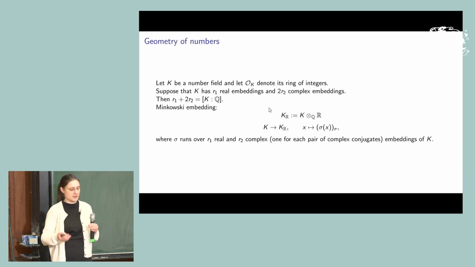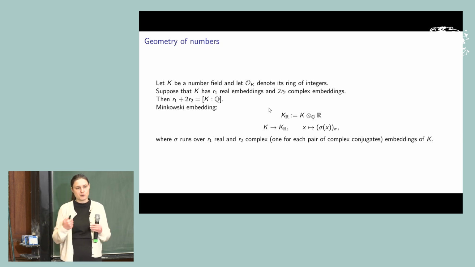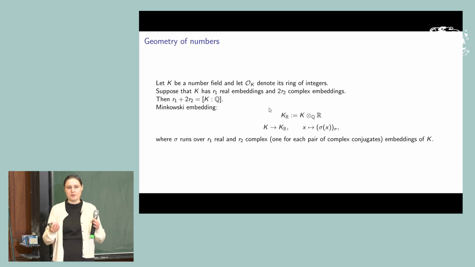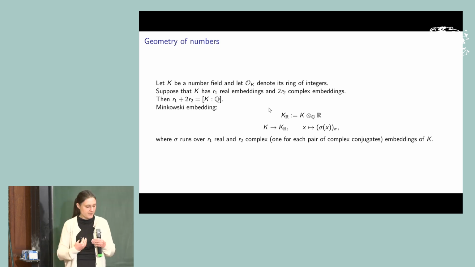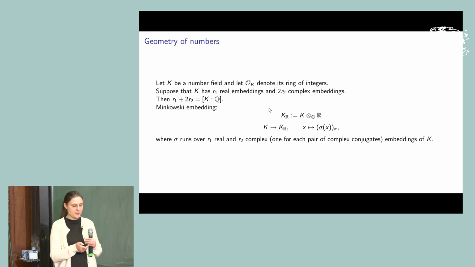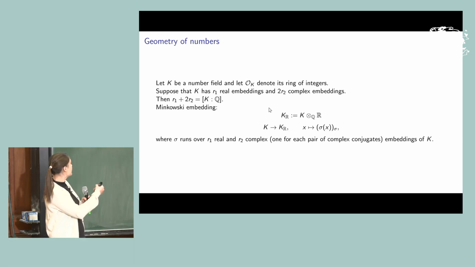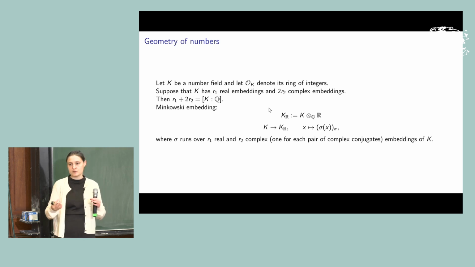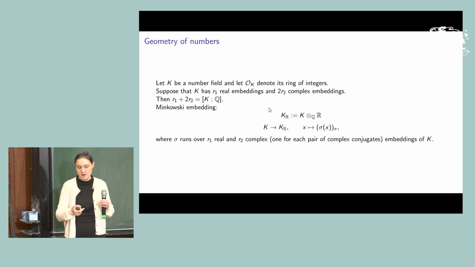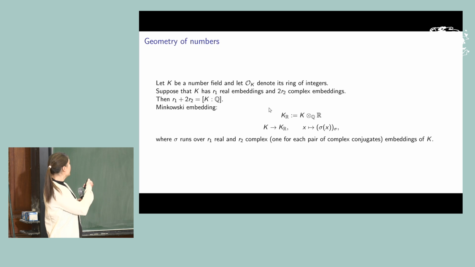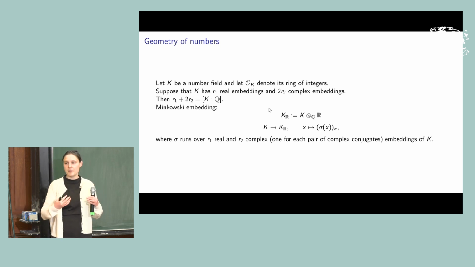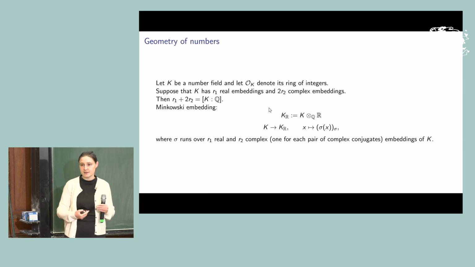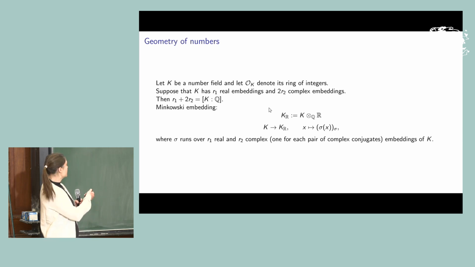And here it's actually a very classical topic, which also goes back to Minkowski, the geometry of numbers. So here the idea is the following. If we have a number field, then from the number field we can naturally produce a Euclidean space. And if we take the ring of integers in our number field, it will become a lattice in this Euclidean space. And so we can study these lattices.